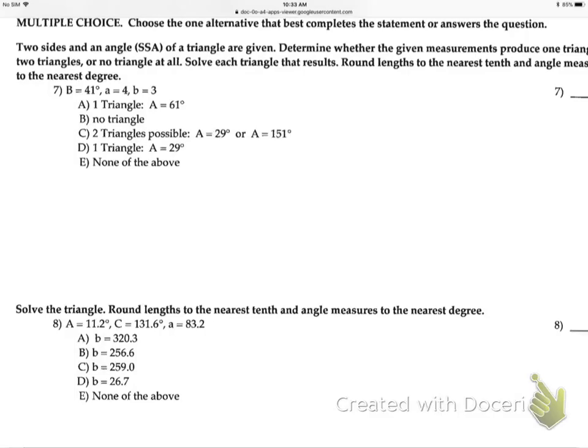All right, let's take a look at number 7. So back to the one triangle, two triangles thing. Let's give it a try. I'm going to draw what they're talking about here. We've got A, B, C.